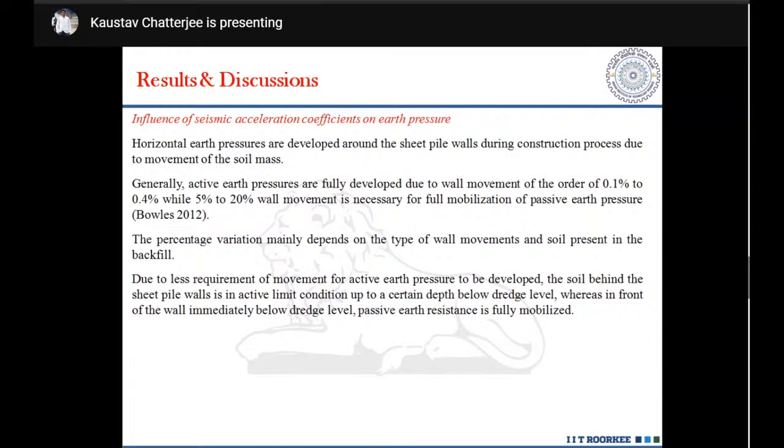Due to the less movement required for active earth pressure to be developed, the soil behind the sheet pile wall is in an active limiting condition up to a certain depth below the dredge level, whereas in front of the wall, immediately below the dredge level, passive earth pressure is fully mobilized.